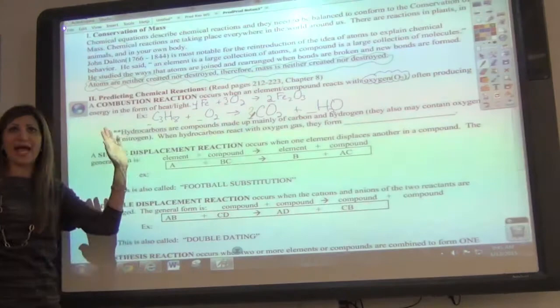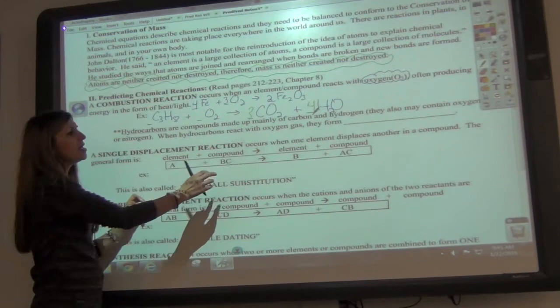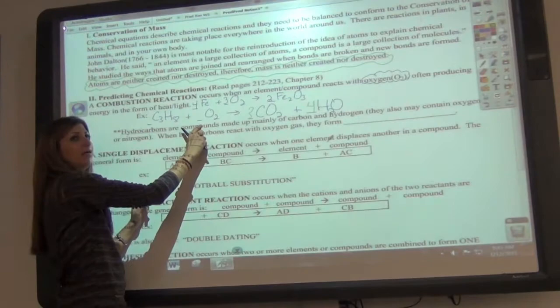So let's come back and do my hydrogens. I've got 8 here and 2 here. What do I do? Put a 4. So now my hydrogens and my carbons are good. I just need to do my oxygens now. On this side, I've got 6 plus 4, which gives me a total of 10. So what do I do here? 5. Perfect. Okay. So that's a little bit of review of balancing equations as well.